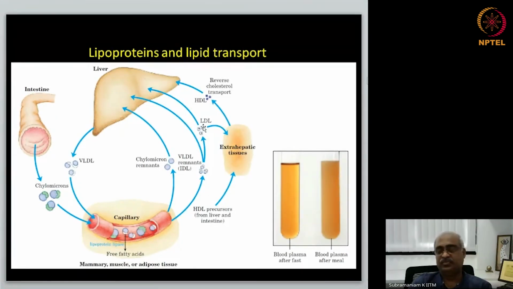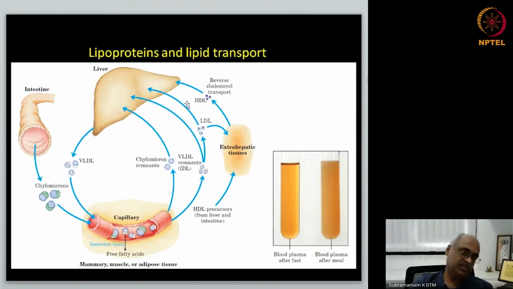So LDL forms from VLDL after triacylglycerol is used up, and that LDL delivers cholesterol. We will see how it delivers. That itself is a big thing that we will see in a separate slide. And it delivers, and the remnants go to liver.